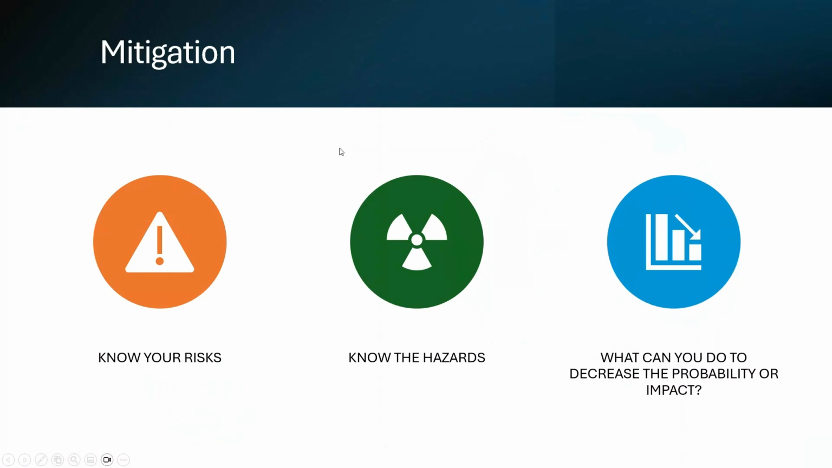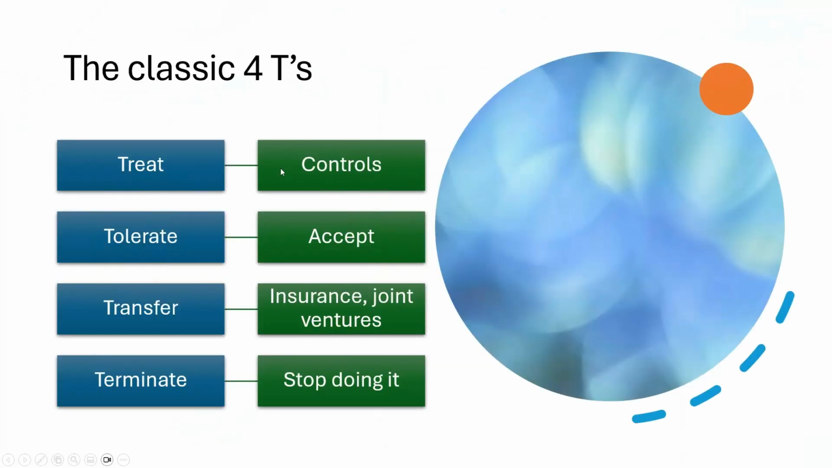Mitigation. We want to start by knowing our risks, knowing what the hazards are, and then we want to look at what we can do to decrease the probability or the impact. Those are the two things that we want to take control over or reduce. They're the two things we have influence on. Some controls, and we're going to spend a whole different session on controls, reduce the probability or the likelihood of an event occurring, and some decrease the impact. But anyways, this is basically what mitigation is.